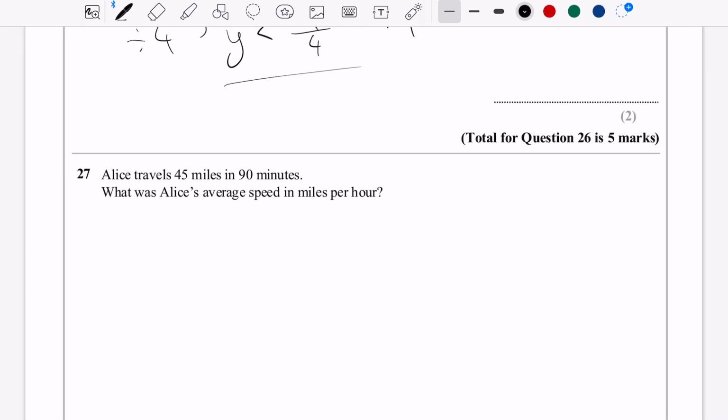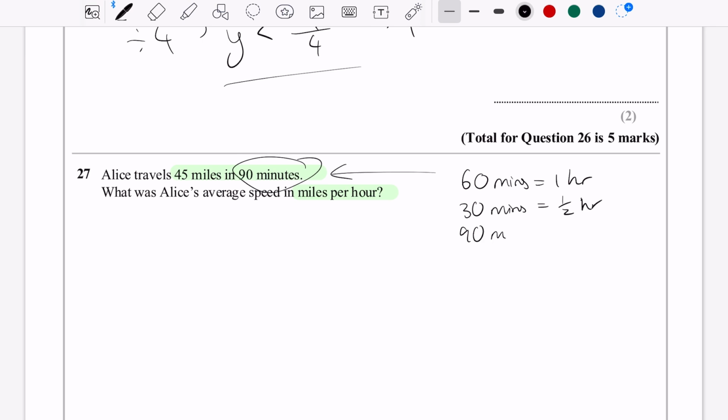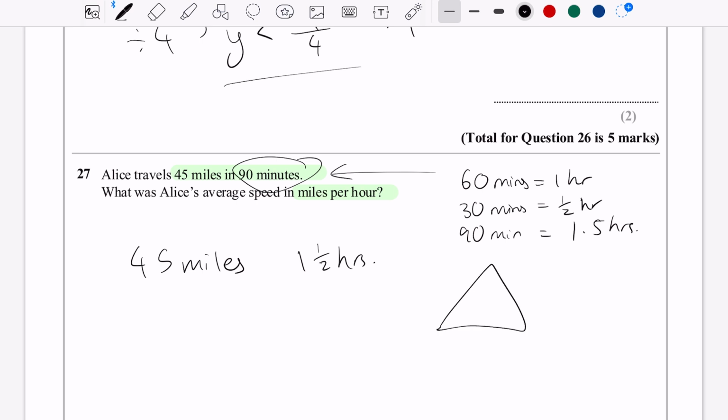Okay, so 45 miles in 90 minutes. Key bit here is we want miles per hour, so we need to know what minutes is in hours. So 60 mins is 1 hour, 30 mins is half an hour, so 90 must be 1.5 hours, right, 1.5. So 45 miles in 1.5 hours. And if you remember your triangle, however you want to do it, distance, speed and time.